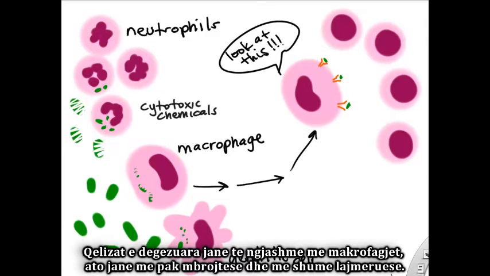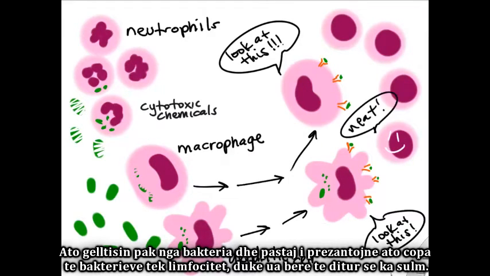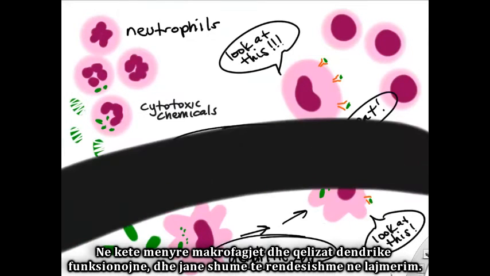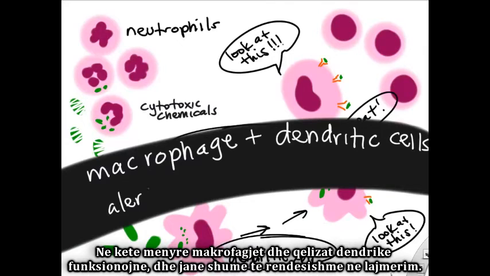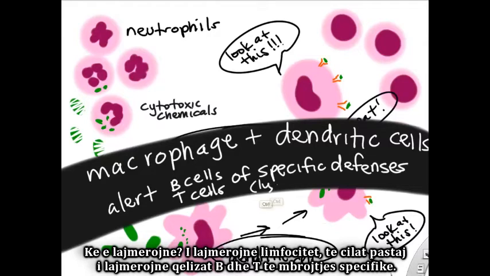Dendritic cells are very similar to macrophages. They're less a defense cell and more an alert cell. So they ingest some of that bacteria and then present that little invader to your lymphocytes and let them know that something has attacked you. In this way, macrophages and dendritic cells are really important alert cells. And who do they alert? Well, they alert the lymphocytes, which we'll learn are B cells and T cells, of the specific defenses.